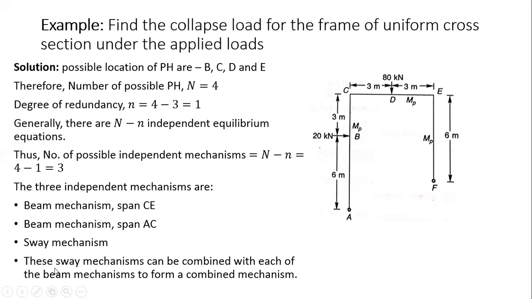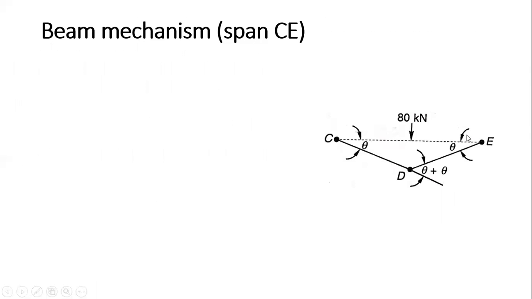Now this sway mechanism can be combined with each of the beam mechanisms to form a combined mechanism. Here this mechanism is first combined with this beam mechanism, and then next time it is combined with this beam mechanism to form a combined mechanism. So let us consider first the beam mechanism, that is span BC. So this is my diagram here.